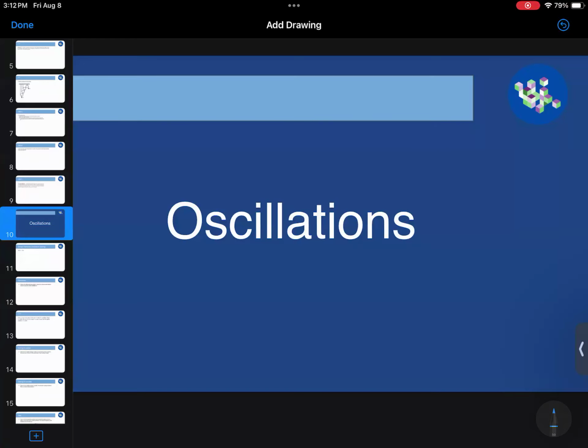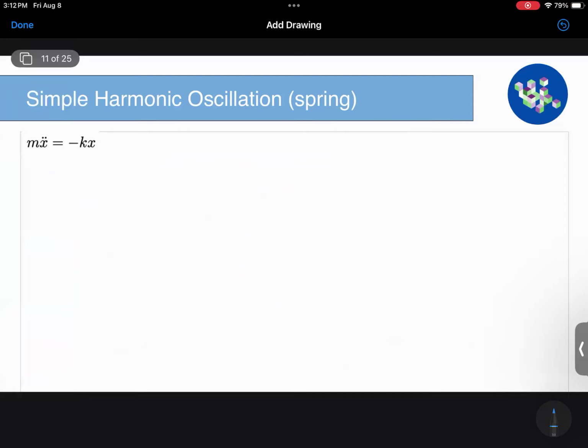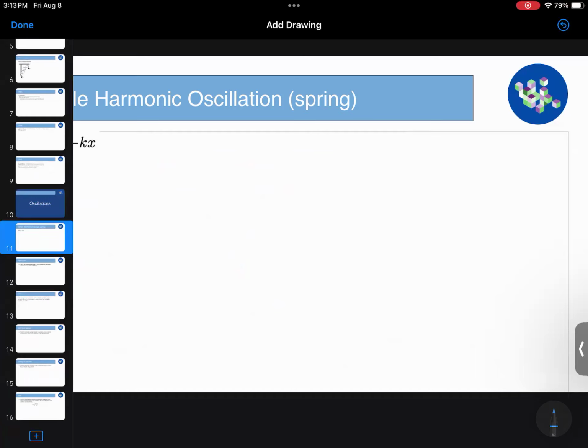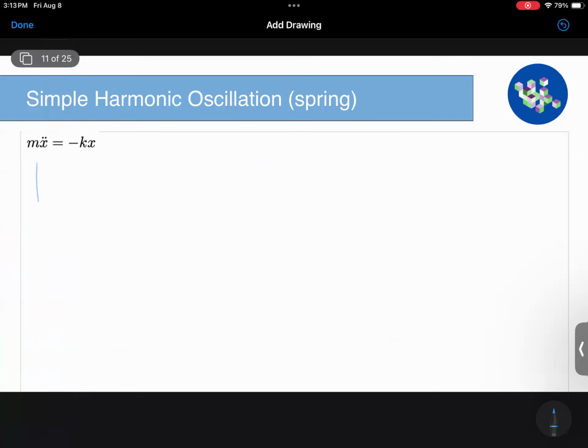So let's go on to oscillations now, which is one of the topics of our class today. First is the simple harmonic oscillation equation, right? This you might notice is for springs. So for example, if I have a wall, and then I have the ground over here, and I have a spring over here that's attached to the wall. Oh, let me draw that better.